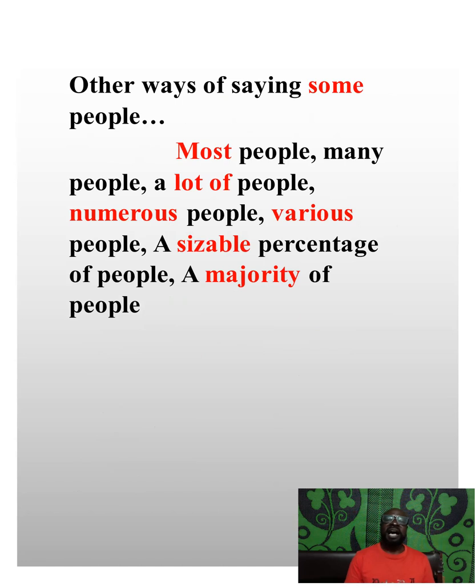Okay. Other ways of saying some people. So you don't have to say some people all the time. Sometimes you can change and say most people, many people, a lot of people, numerous people, various people, a sizable percentage of people, a majority of people. You can use many of these other ways. They are not synonyms because they have different meanings, but there are other ways of saying some people. Some means 50%. But we can have a few, most.